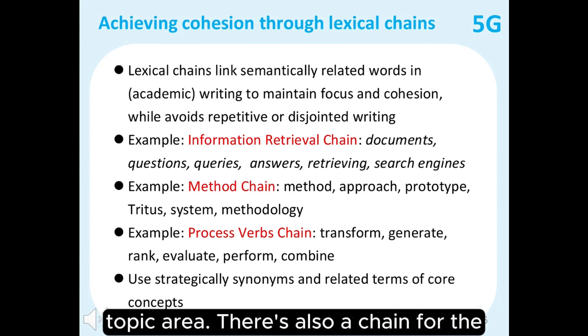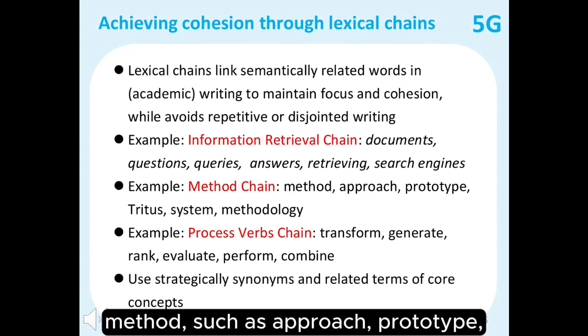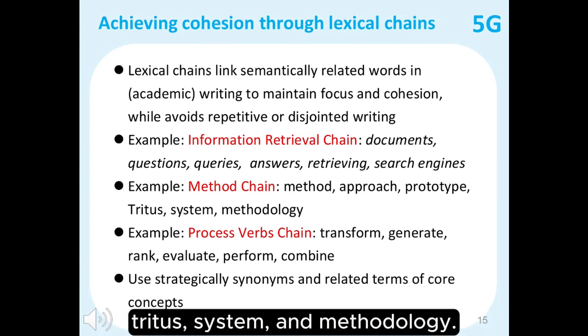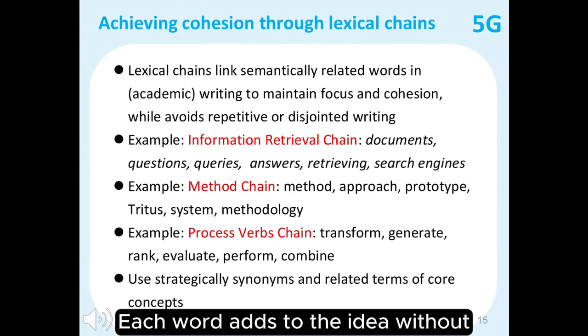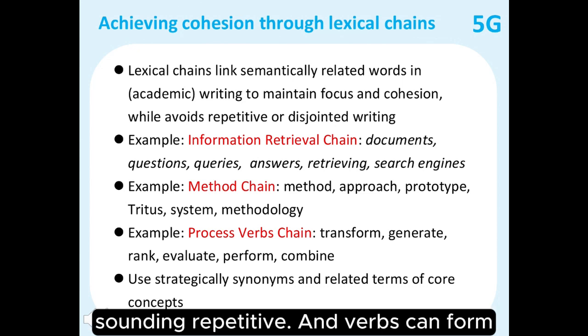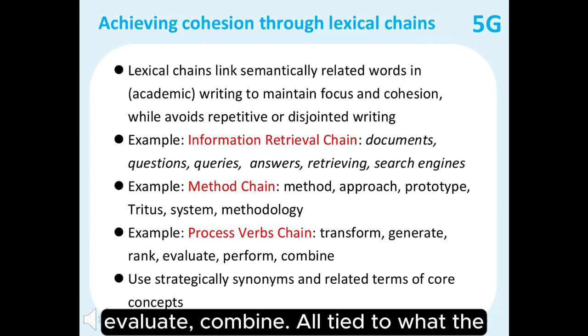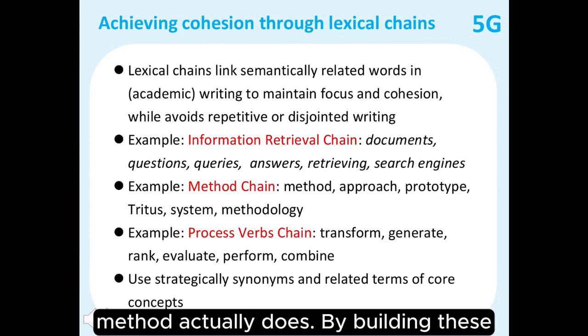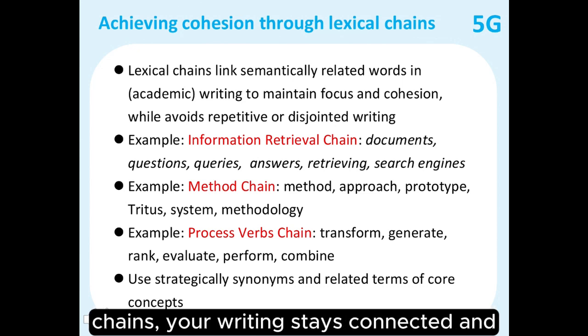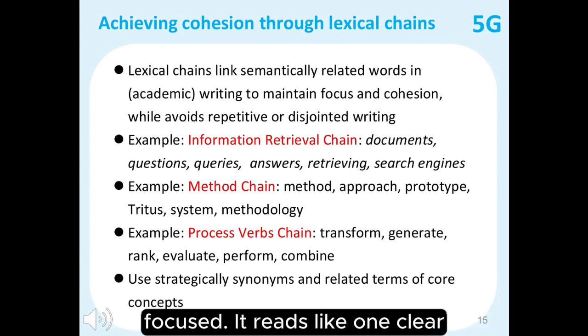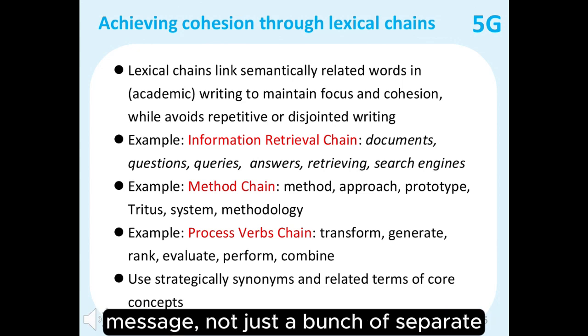There's also a chain for the method, such as approach, prototype, treatise, system, and methodology. Each word adds to the idea without sounding repetitive. And verbs can form chains too: transform, generate, evaluate, combine, all tied to what the method actually does. By building these chains, your writing stays connected and focused. It reads like one clear message, not just a bunch of separate sentences.